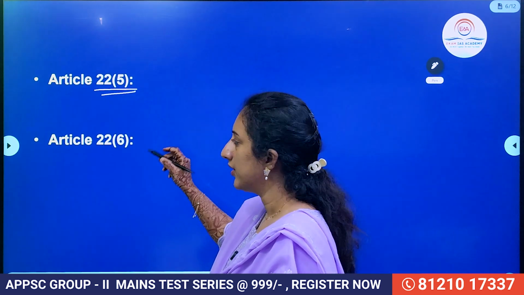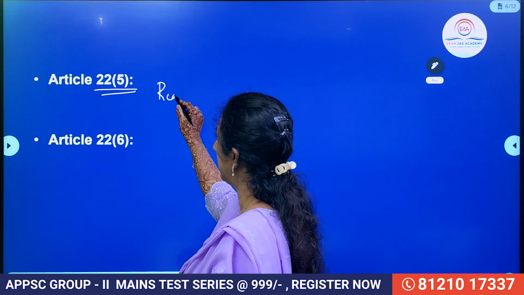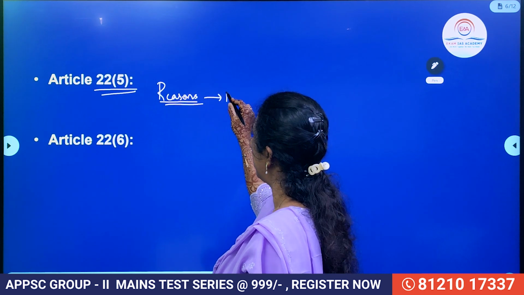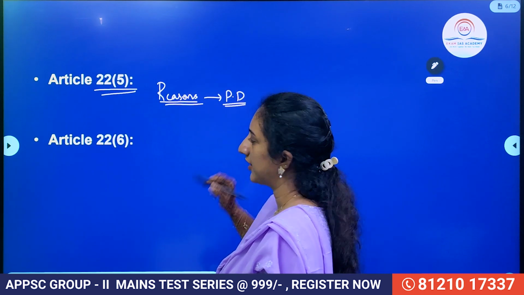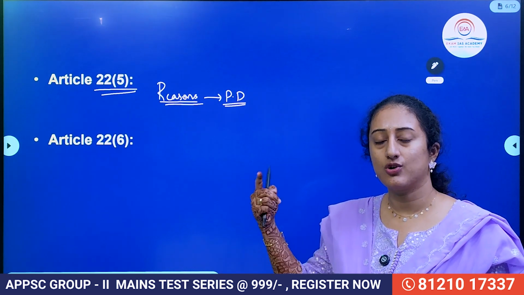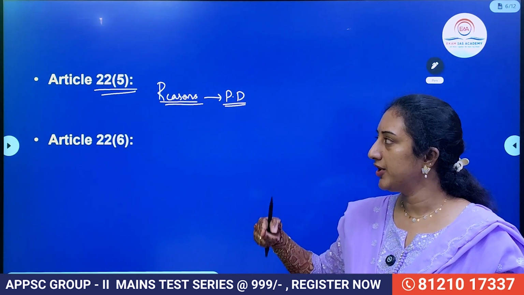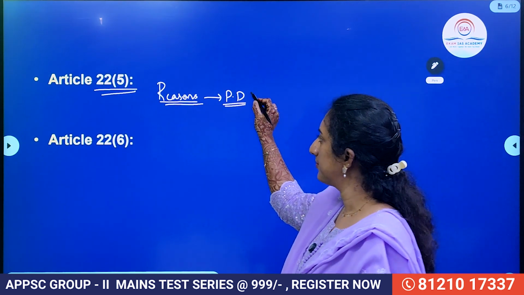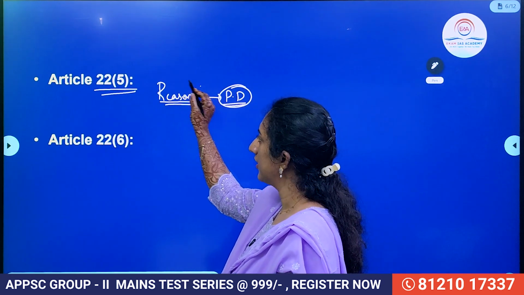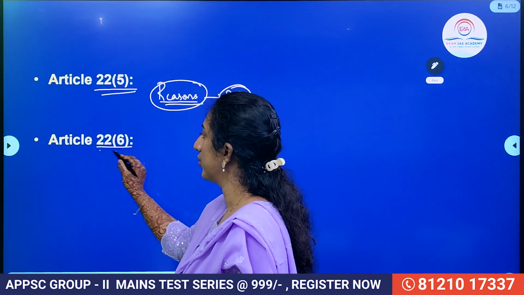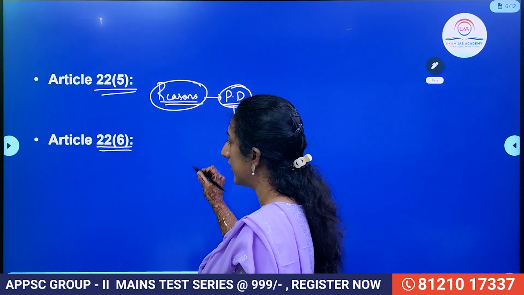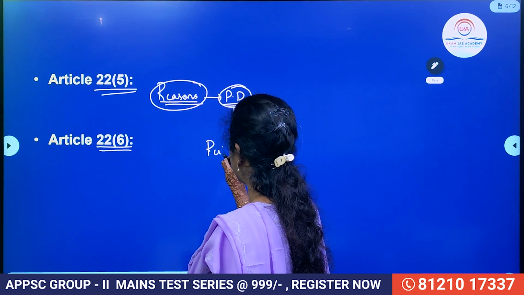Then Article 22 Clause 5. This talks about the reasons that have to be communicated. Okay, reasons have to be communicated if a person is arrested under preventive detention law, right? What we have discussed under Article 22 Clause 1 talks about punitive detention. Under 22 Clause 5, the reasons for a person who is arrested under preventive detention clearly have to be communicated. Then Article 22 Clause 6 talks about a person who is arrested under preventive detention if the reasons are against the interest of the public.